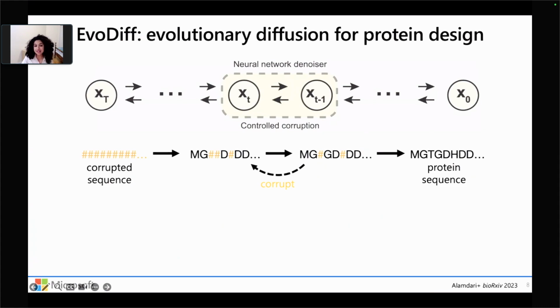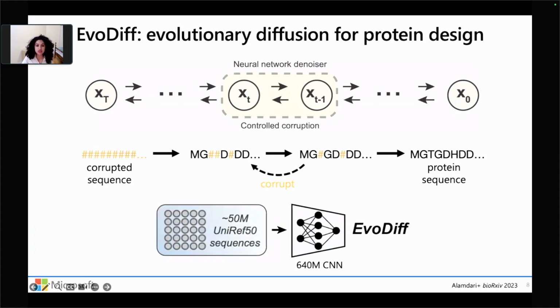In our work, we trained our EvoDiff sequence models on a data set of approximately 50 million unique protein sequences, using a 640 million parameter model as the backbone architecture to learn this neural network denoiser that can remove this corruption step by step.